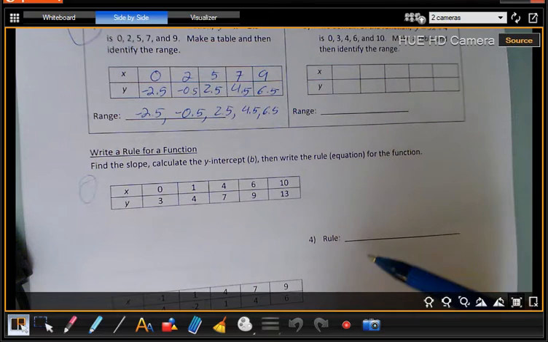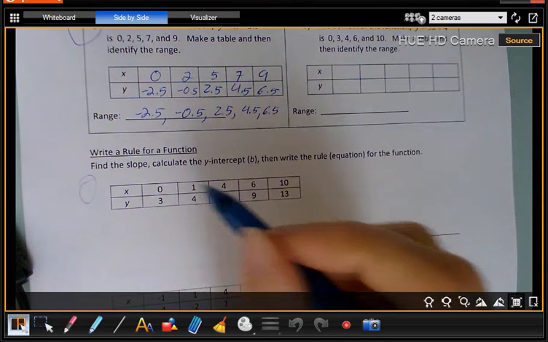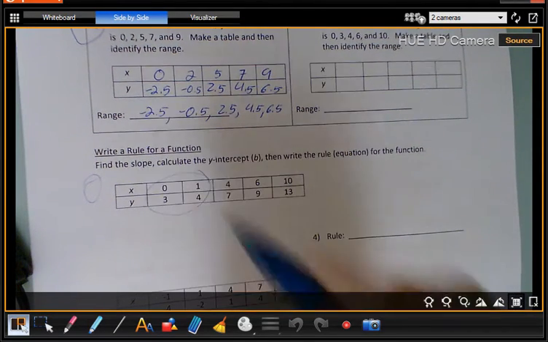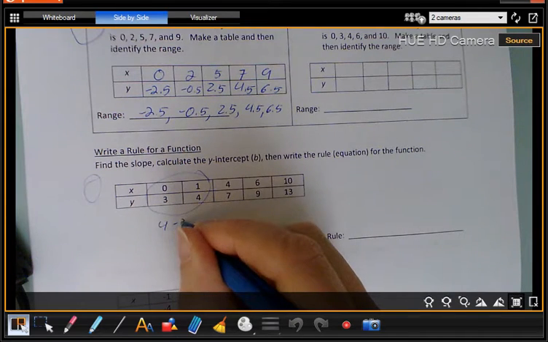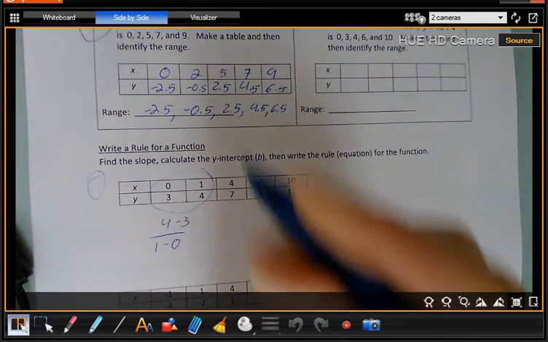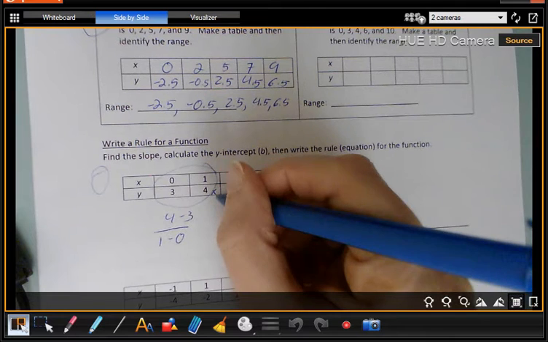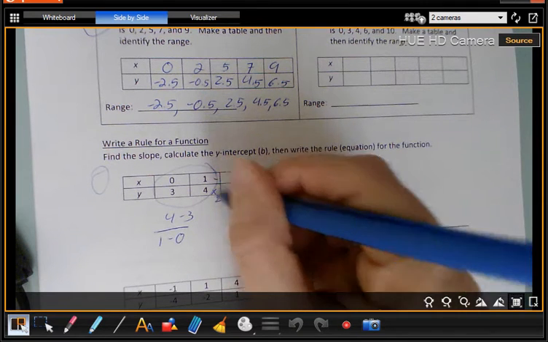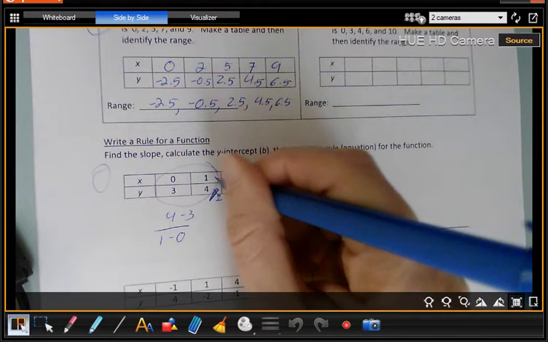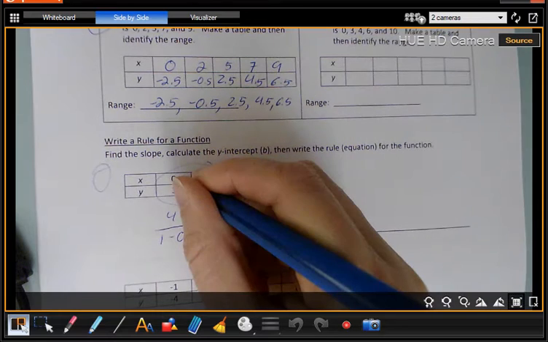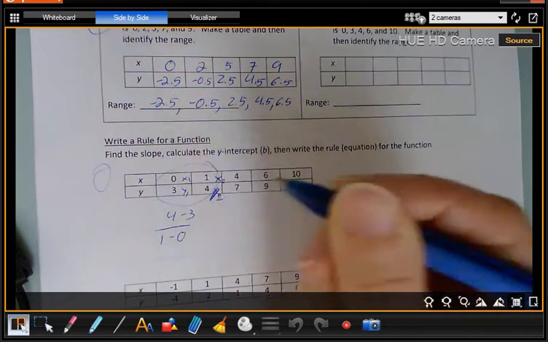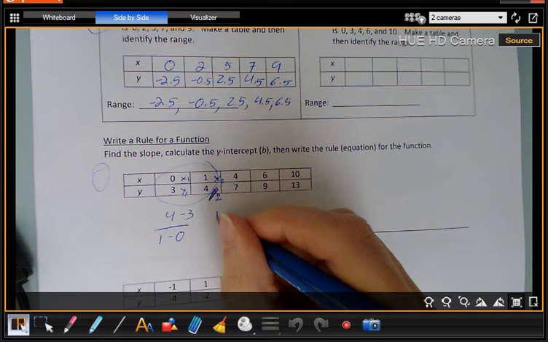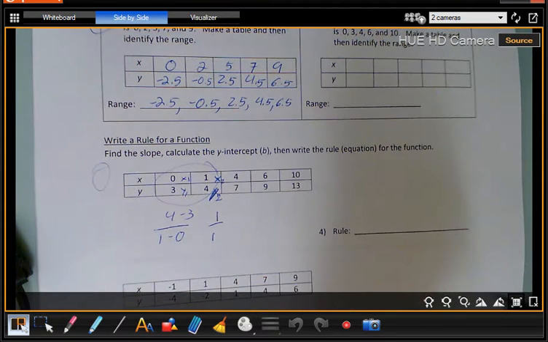All right, we're going to find the slope and calculate the y-intercept, then write the equation or the rule for this function. Okay, so if we look, we can just pick 2 points, 4 minus 3 over 1 minus 0, right? This is like y2, x2, y1, x1. Okay, 4 minus 3 is 1, 1 minus 0 is 1, so my slope is 1.